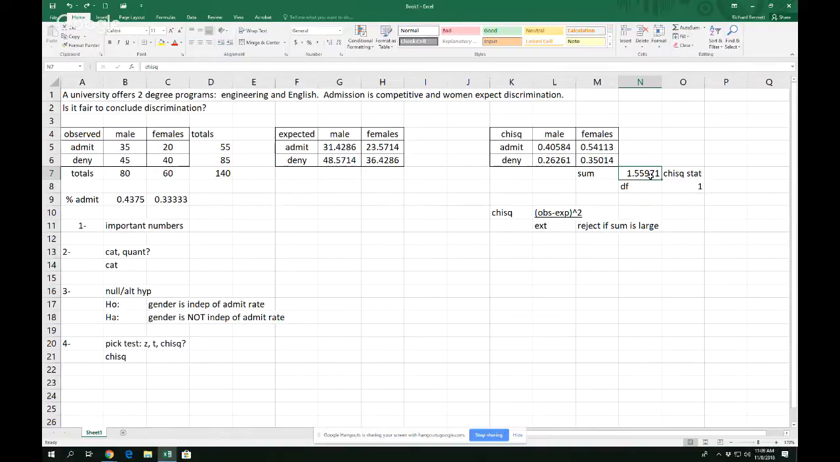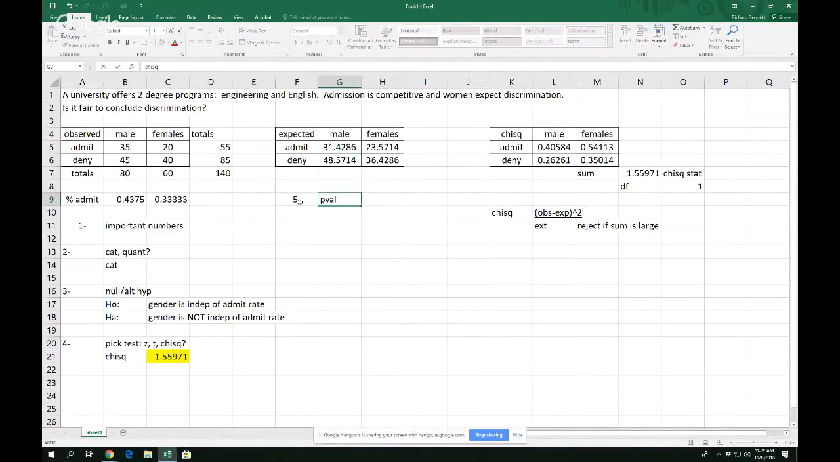So we've just done step number 4. We found our chi-square test statistic, which happens to be 1.55. Here, I will put that here. After all the calculations, we got 1.55. Step number 5 is what?